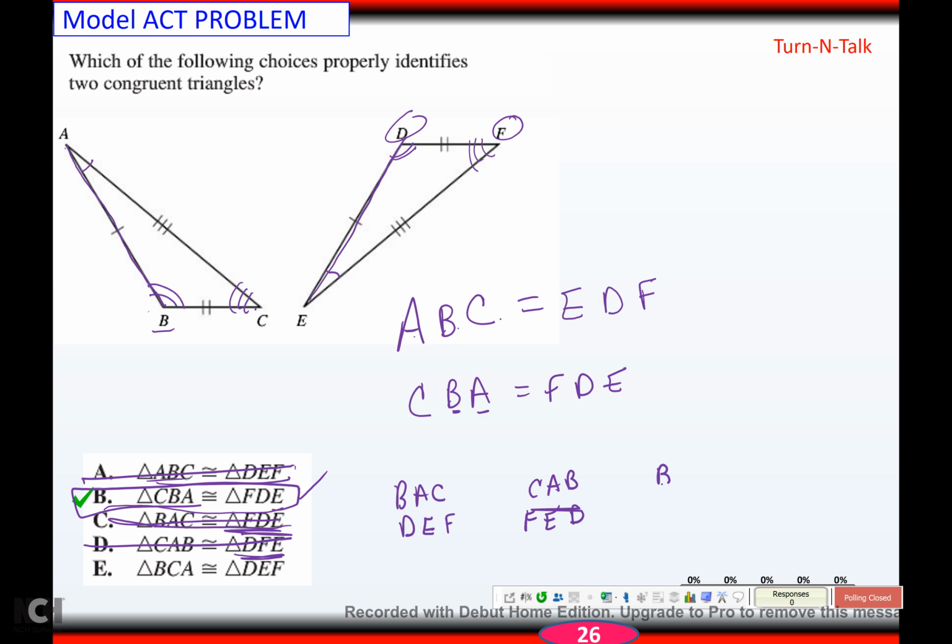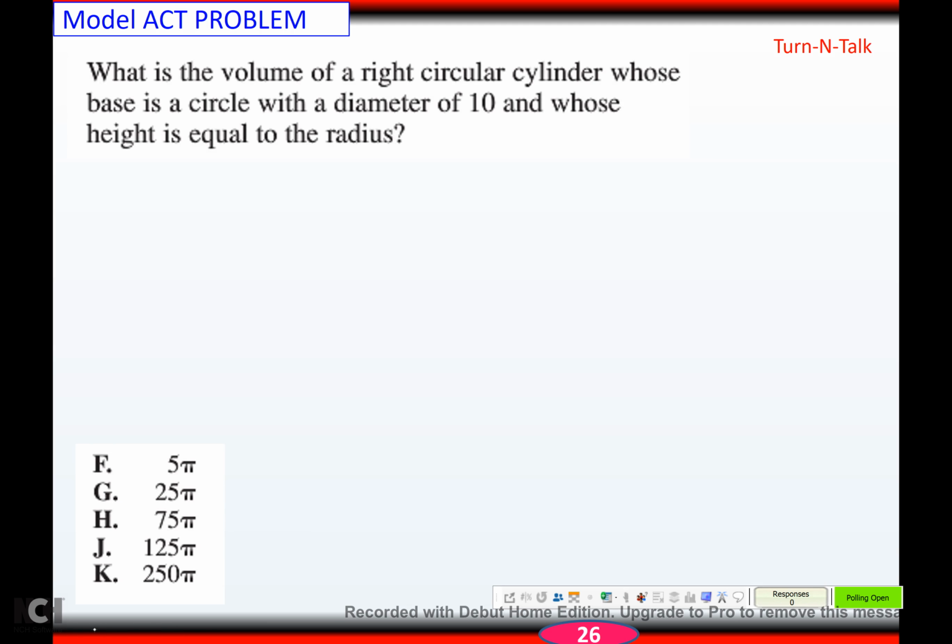And then the last one, they wrote BCA. Well, B corresponds to D, C corresponds to F, and A corresponds to E, so this would have to be written DFE, and it's not. So B is the only one that's true. Okay, try this one, hit pause, come back when you're ready.